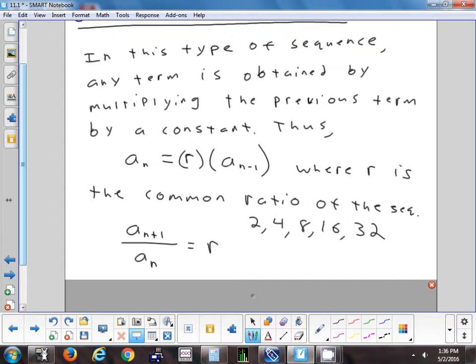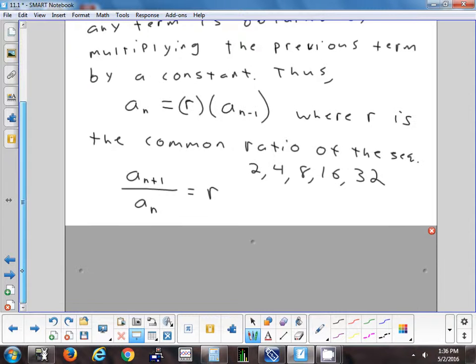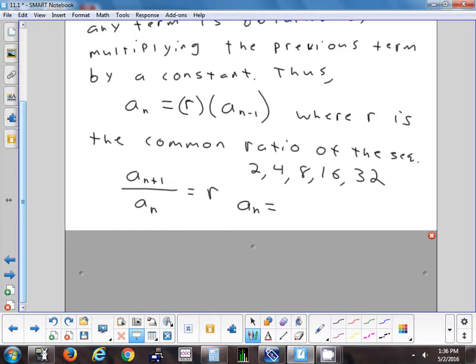Take any term and divide by the one before it, and you're always going to get the same number in the sequence. What's 32 divided by 16? 2. 16 divided by 8? 2. You're always going to get 2. Anybody think they could tell me the formula for this sequence? Or at least what number do you think it has to do with? Yeah, it has to do with a 2.